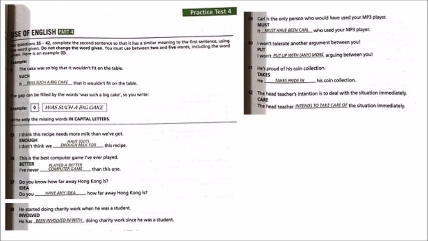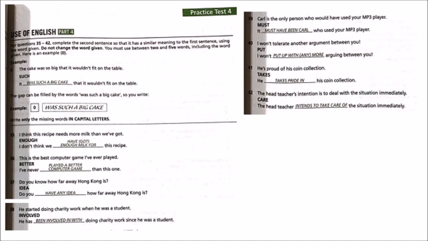Okay, for number 36, this is the best computer game I've ever played. I've never played a better computer game than this one. 37. Do you know how far away Hong Kong is? With idea. Do you have any idea how far away Hong Kong is? 38. He started doing charity work when he was a student, using involved. He has been involved in or been involved with doing charity work since he was a student.